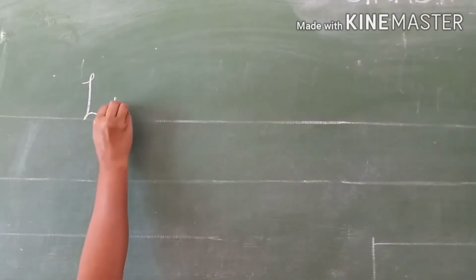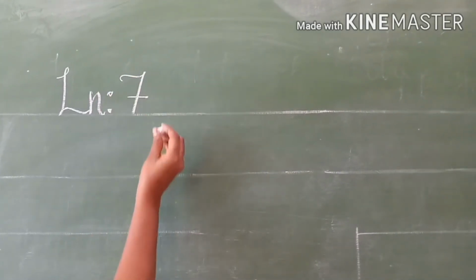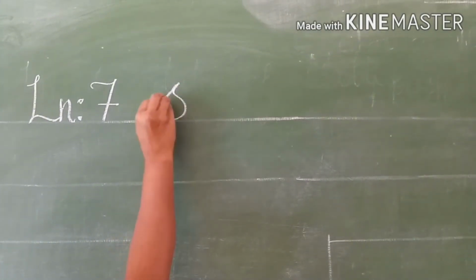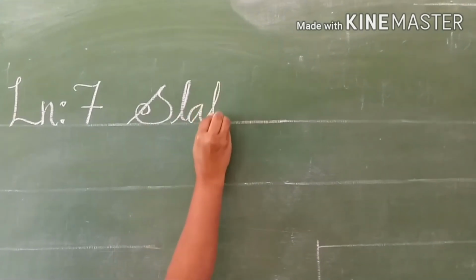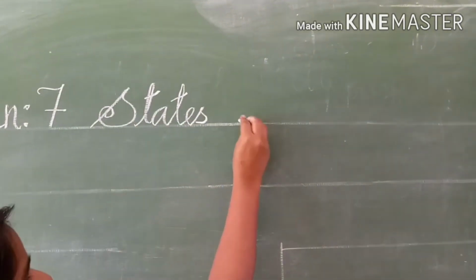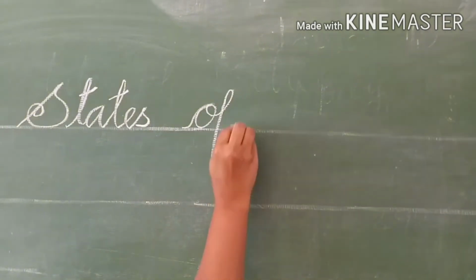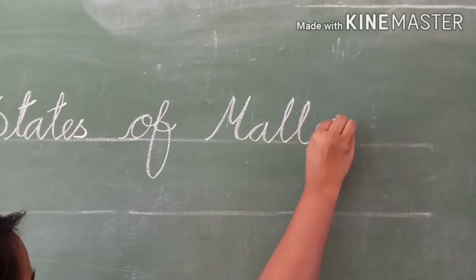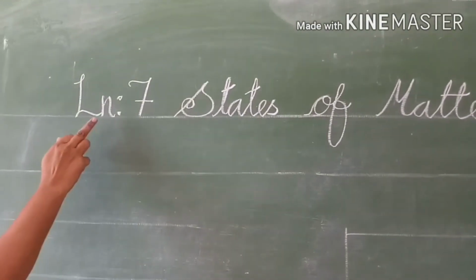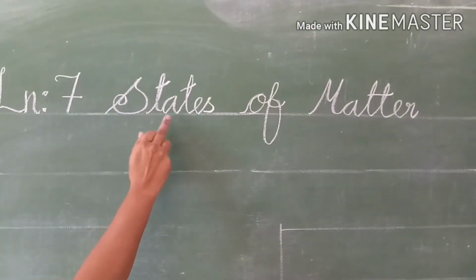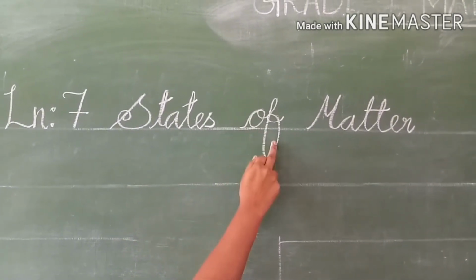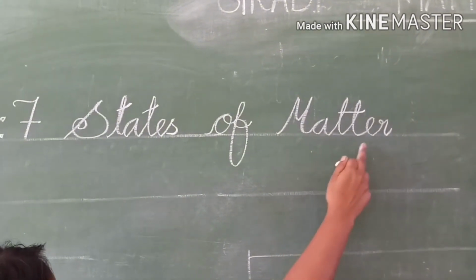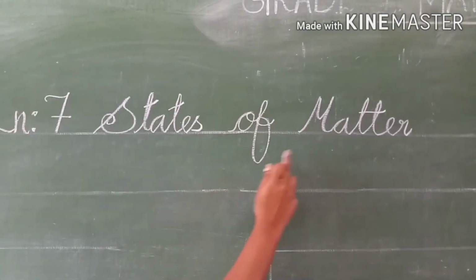Once you finish writing the index, turn your classwork to a new page. Now write L in capital, N, 7, S in capital, T, A, T, E, S, states, O, F, of, M in capital, A, T, T, E, R, matter. Lesson 7, states of matter.